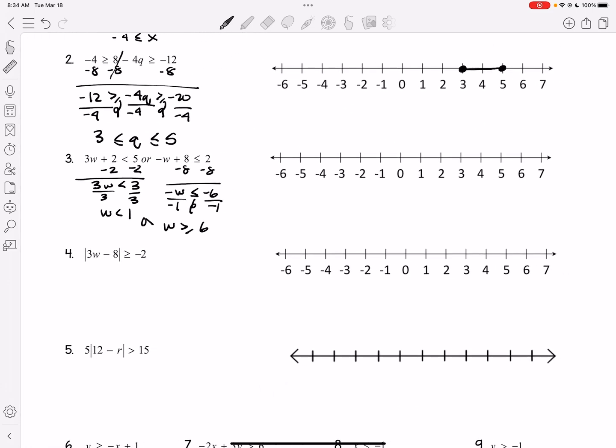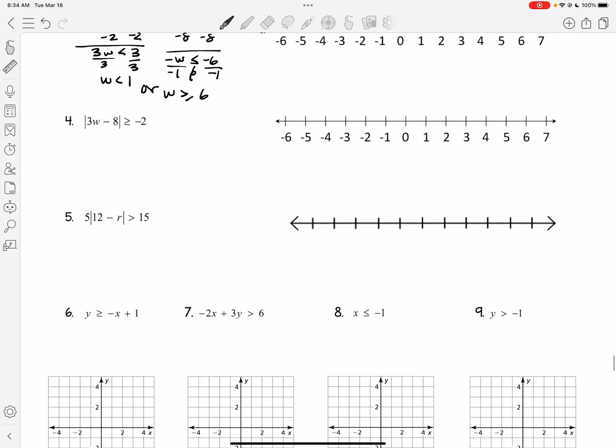Now, because it's or, that means that they're going opposite directions. So I have an open dot at 1, I have a closed dot at 6, and then it's everything on the outside. So w is everything bigger than 6 and everything less than 1, like so.